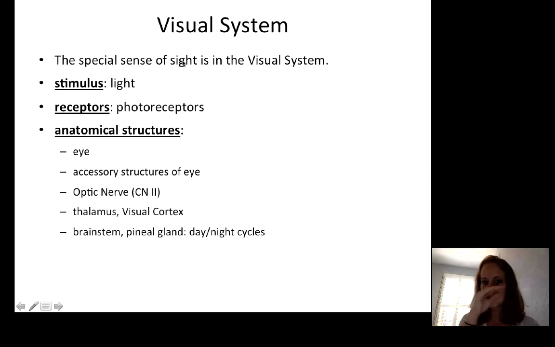The last is the visual system, and this is our special sense of sight. So the special sense of sight is through the stimulus of light through the eyes. This activates photoreceptors in the eye, and that will activate the optic nerve or cranial nerve 2, which will go through the thalamus and then to the visual cortex. Then we'll be aware of the stimuli in the visual cortex. Light information also goes through the brainstem to the pineal gland and to other regions of the brain to help the brain regulate day and night cycles.